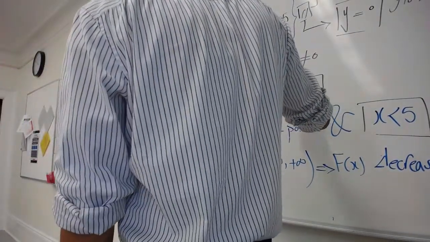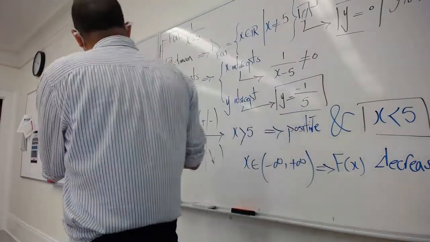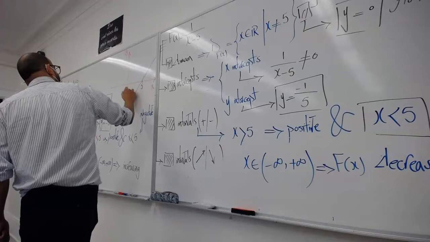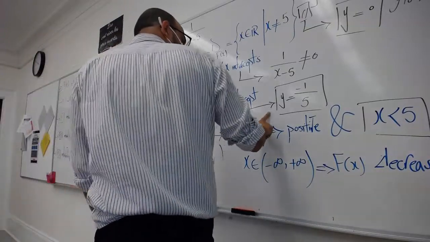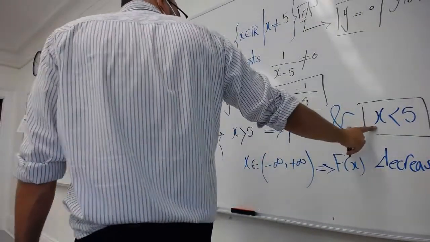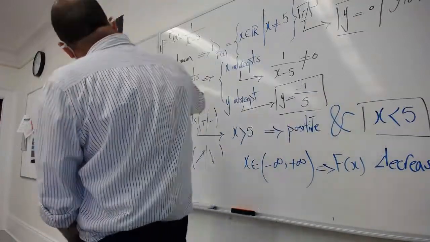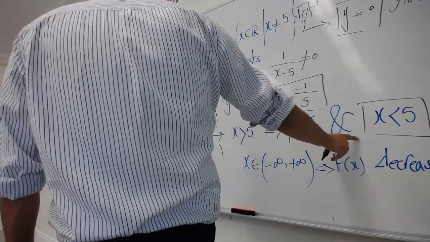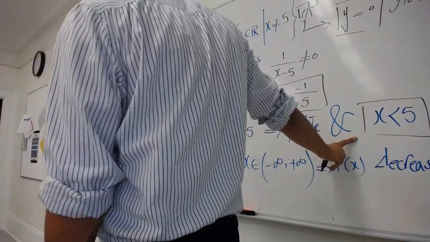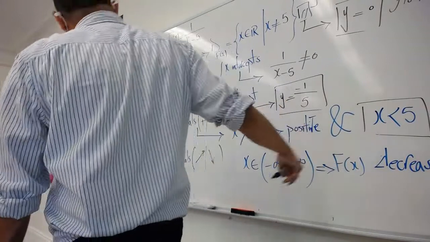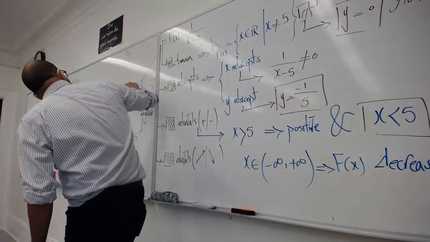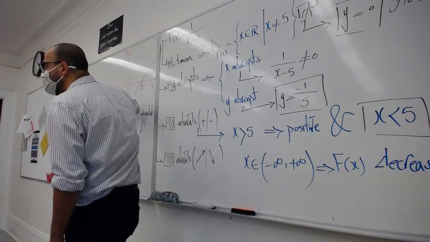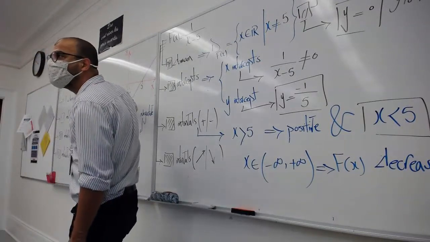And now look at this. My y-intercept is minus 1 over 5. I said that if x is less than 5, which means that I'm here, the function is what? Negative. It means I have to be in this area before 5. The function should be below the x-axis because the function is negative.